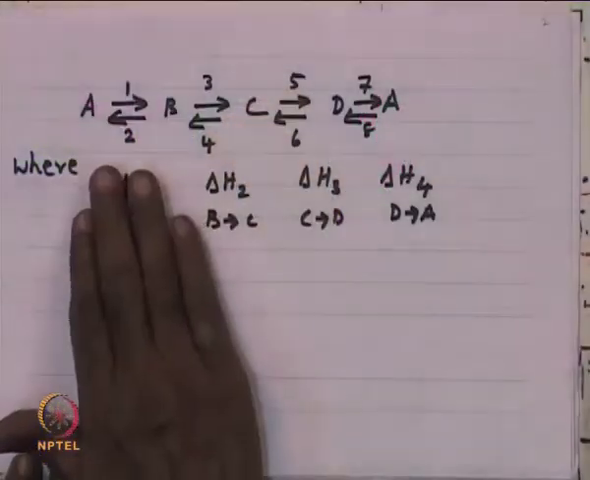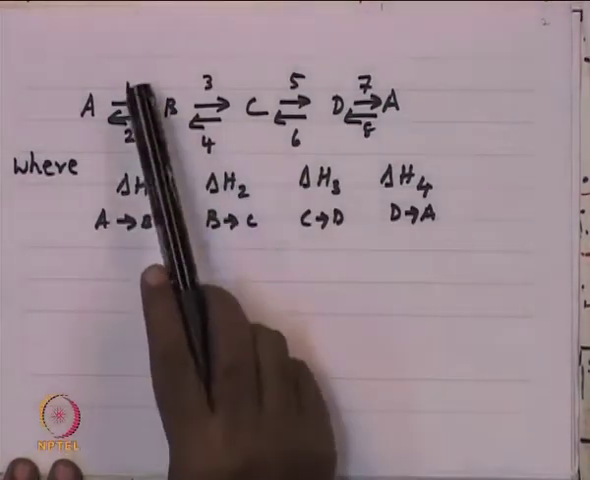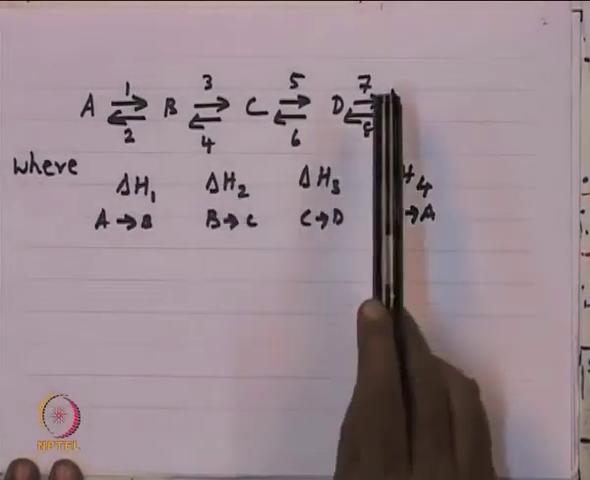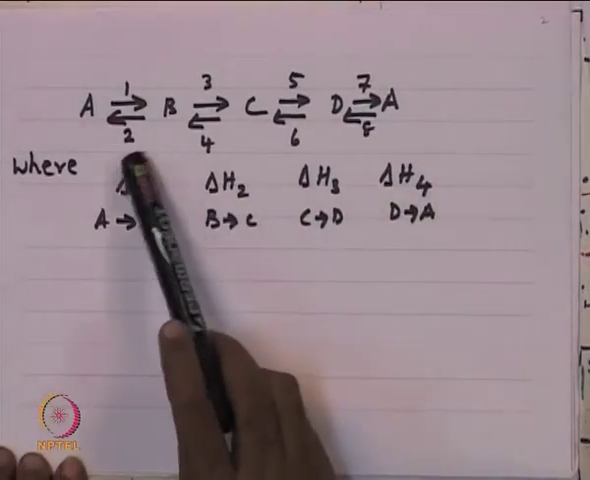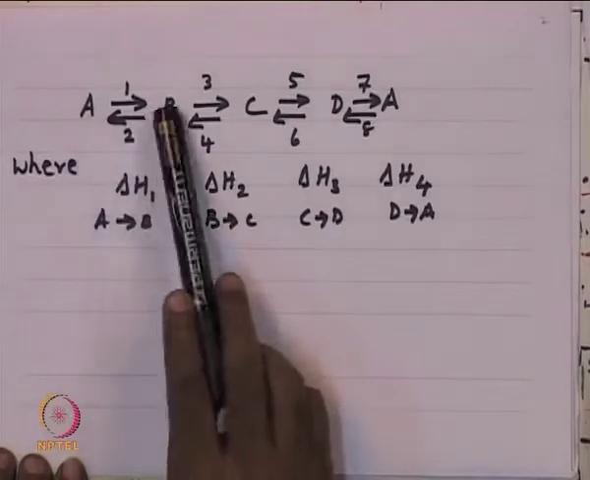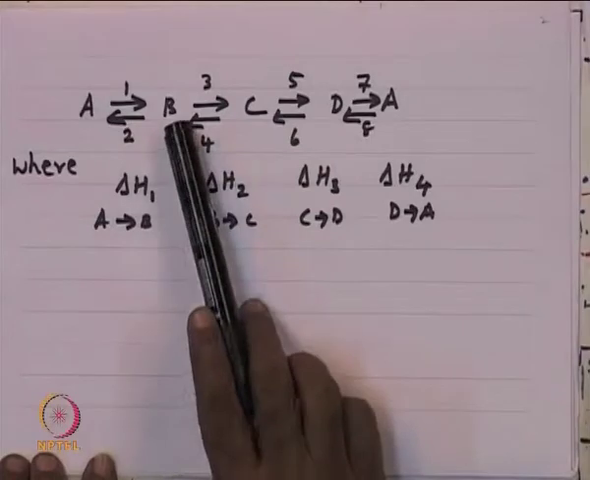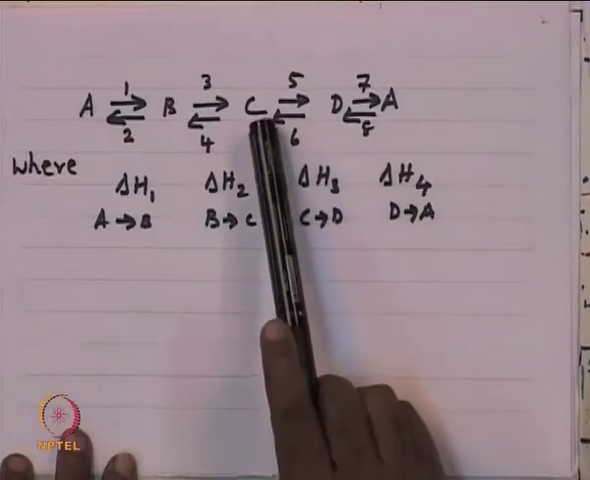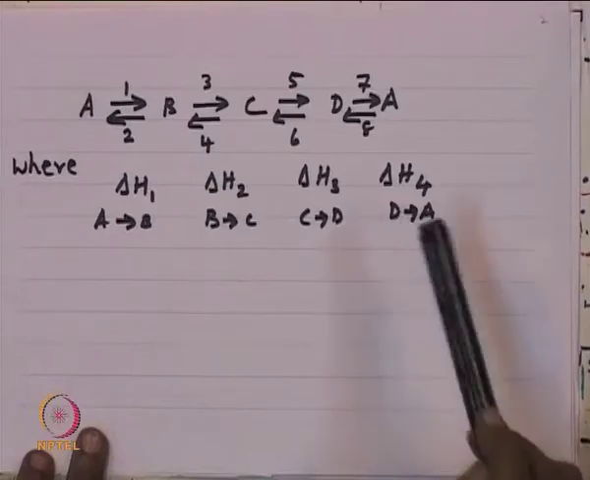Now, let us recognize that A going to B, B going to C, C going to D, D going to A, and all that, and we denoted these as reaction 1, reaction 2, reaction 3, reaction 4, reaction 5, reaction 6, reaction 7, reaction 8. Now, we have noted for our convenience that delta H1 is the heat of reaction for A going to B, delta H2 as the heat of reaction for B going to C, delta H3 for the heat of reaction C going to D, and delta H4 for the heat of reaction for D going to A.